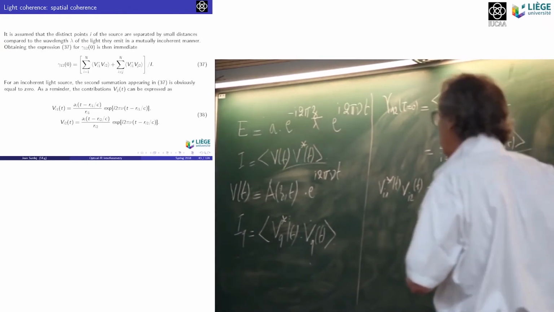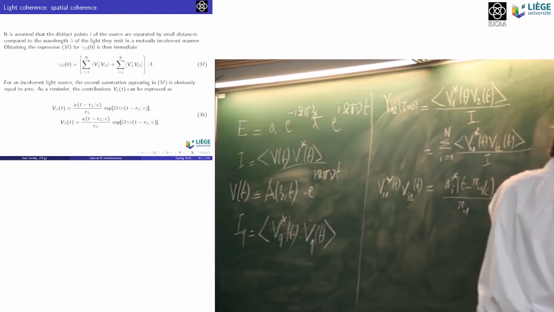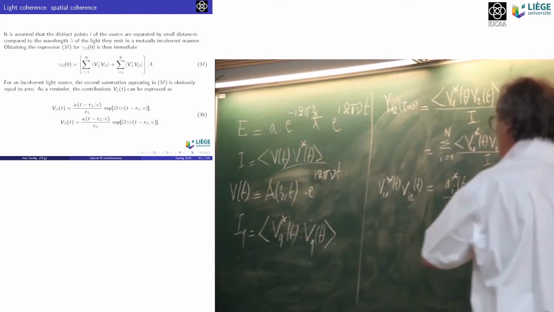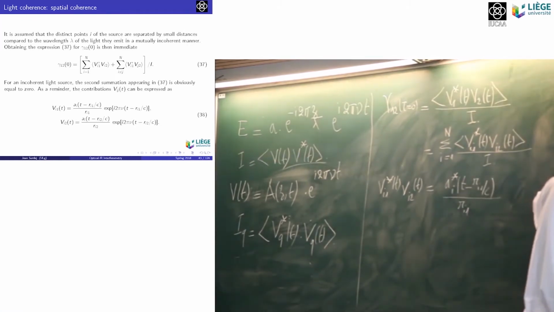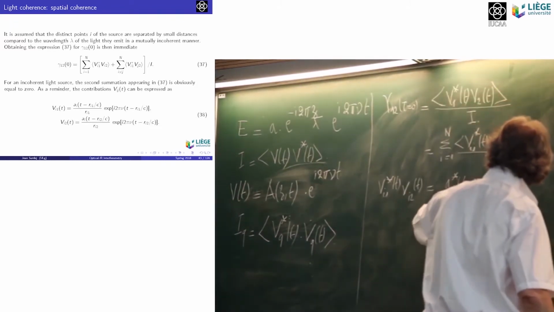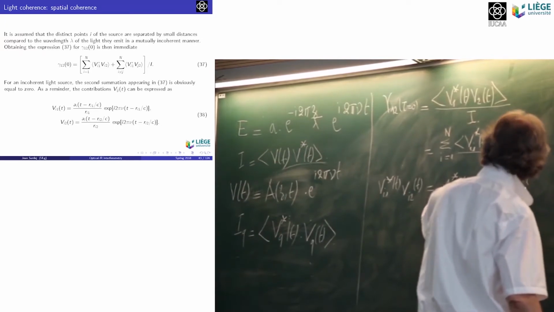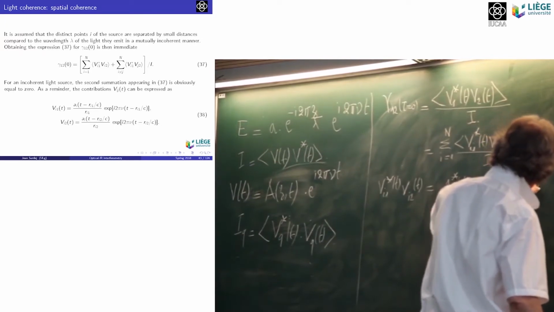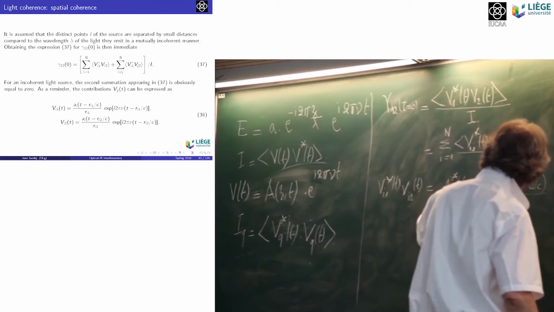exponentiation of minus i2 pi nu multiplied by t minus Ri1 over c. Now multiply by Ai of t minus Ri2 over c, divided by Ri2.